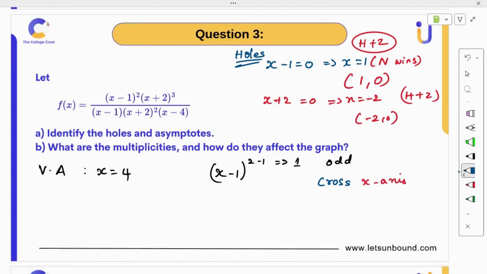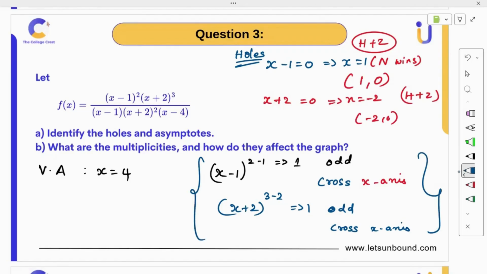Now coming to this, (x plus 2) whole power 3 minus 2 equals 1, again odd. So it will cross the x-axis again. This is the behavior, and this is how the multiplicities affect the behavior of the graph near the holes, right?